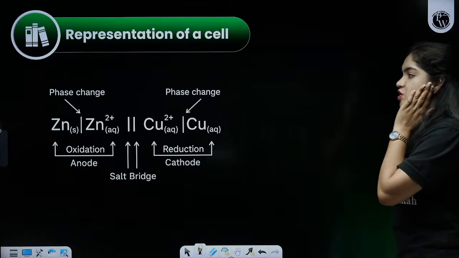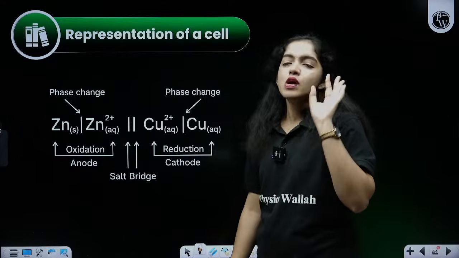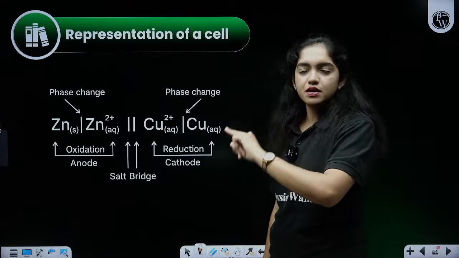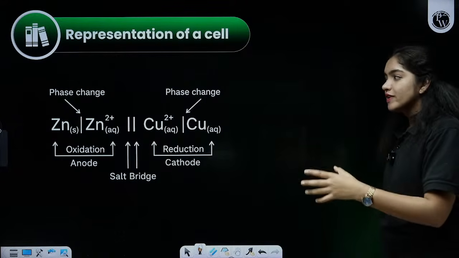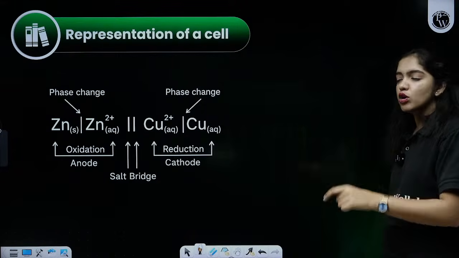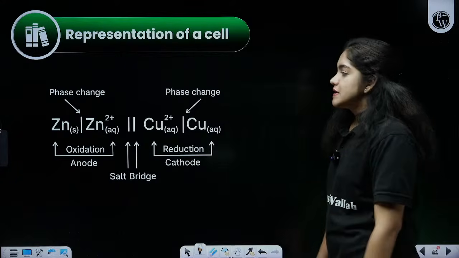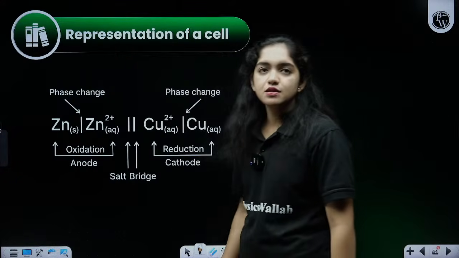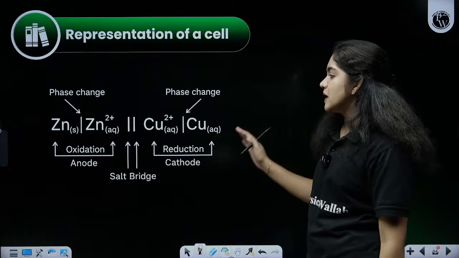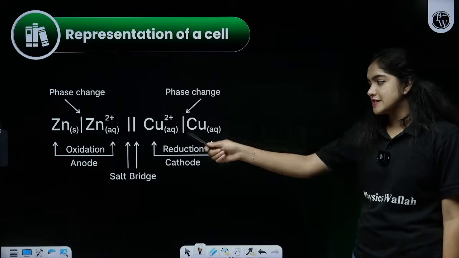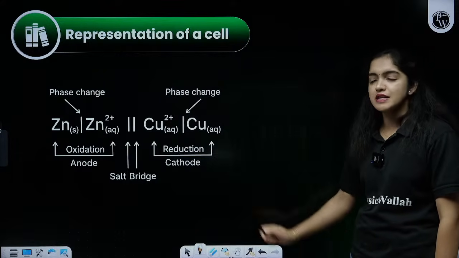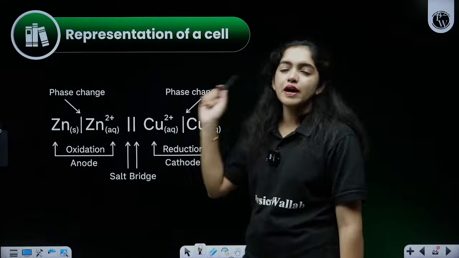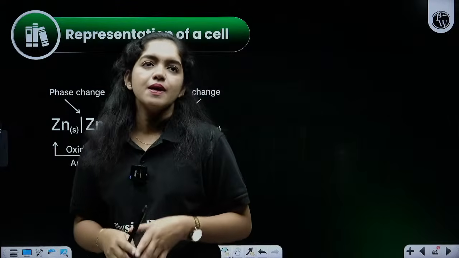So, representation of a cell, we already represented it in the beginning itself, just recall it. How will we represent it? First we represent the anode, then the salt bridge, then the cathode. Zn2+, salt bridge, then Cu2+ Cu. Zinc undergoes oxidation, that is the anode, and copper undergoes reduction, that is the cathode. In between them, we mark the salt bridge to show the separation. So this is the representation.